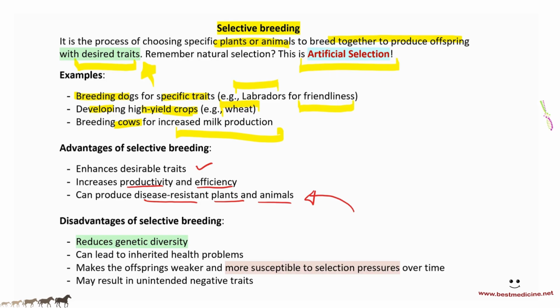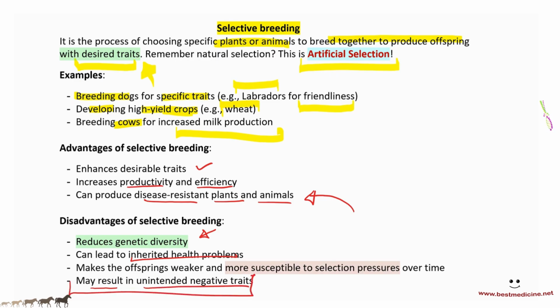Disadvantages of selective breeding. It reduces genetic diversity. Why? Because you're constantly breeding the same thing with itself, right? So you're not having a lot of genetic variation, which means that you're kind of like having clones of the best species, best variation of that species. So a selection pressure is more likely to be able to wipe out the similar species. It can also lead to inherited health problems, and it may result in unintended negative traits.